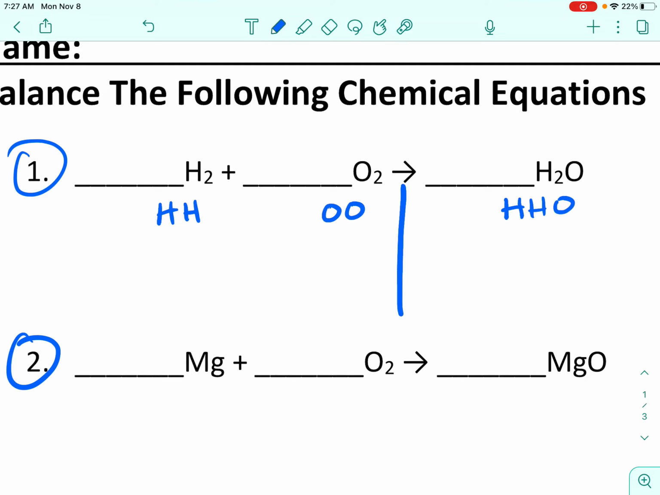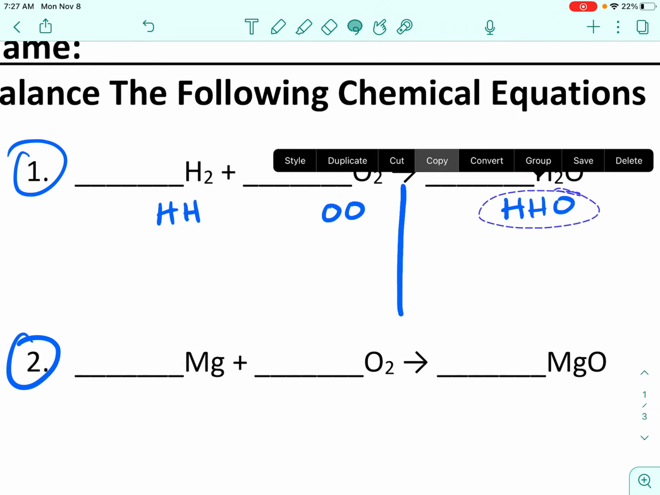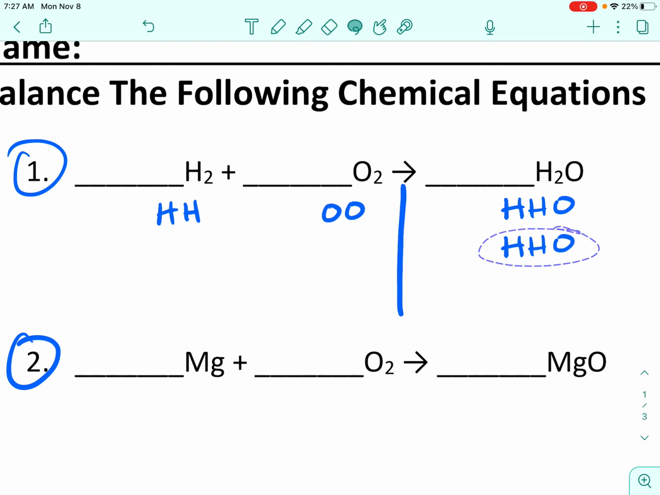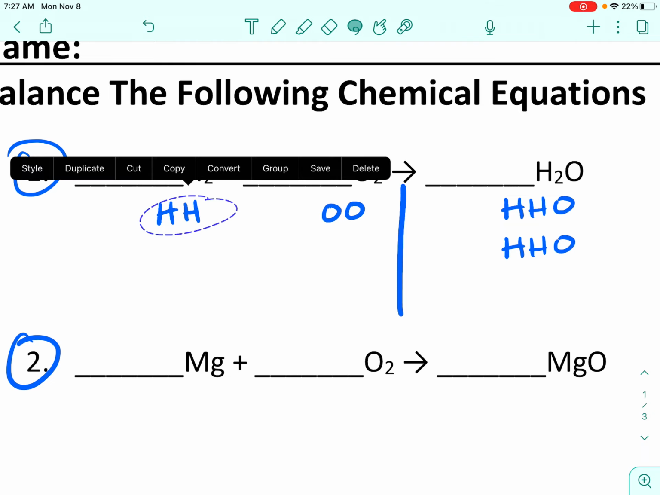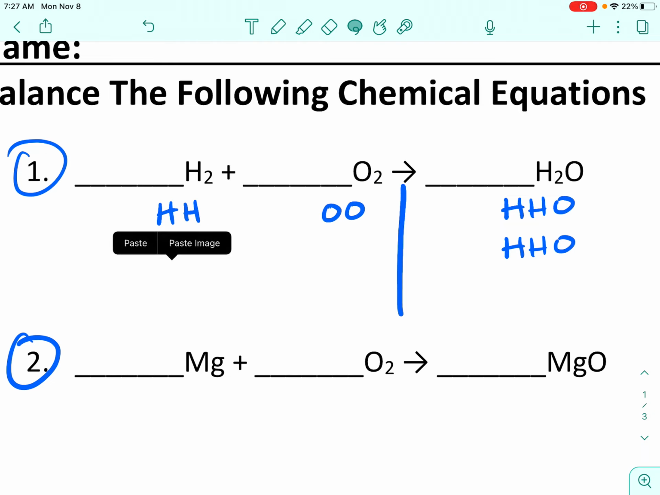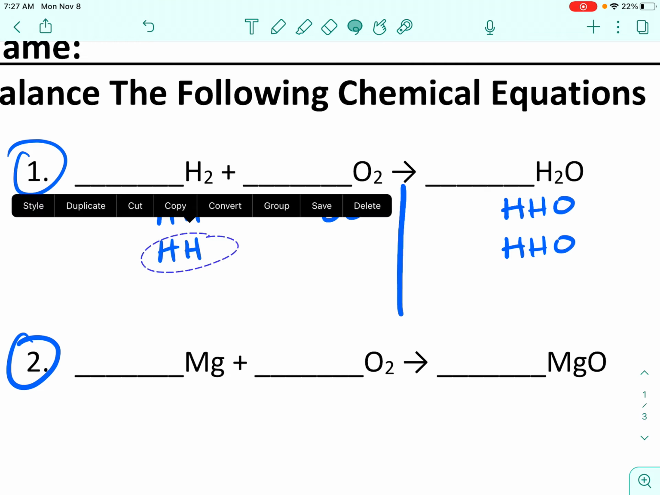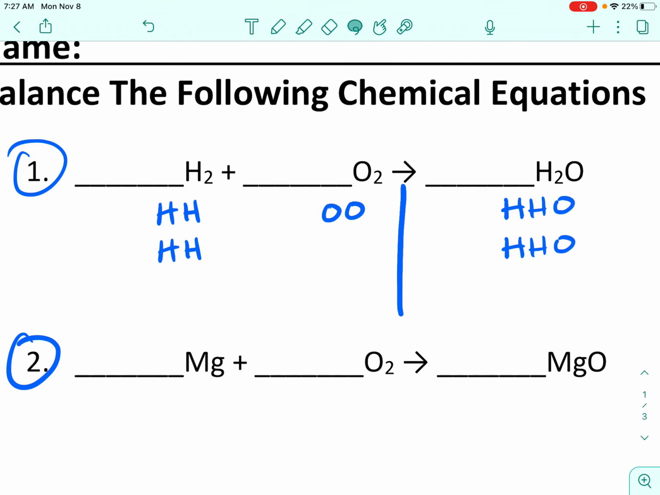So looking at both sides, we need more O's on the right. So we cannot just draw an O, we have to draw the whole thing, the whole molecule that has O in it. So now I've got 2 H2O's on that side, but that messed up my number of hydrogens. They're not balanced anymore, so I need more of these. And again, I can't just draw individual H's. I have to draw the whole molecule, so you can use your copy and paste tool.